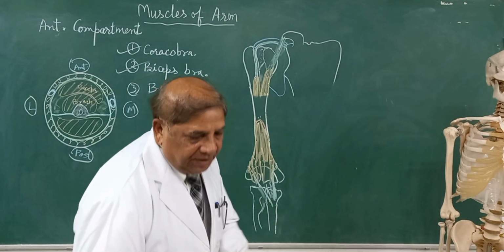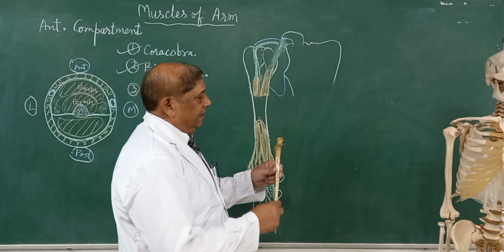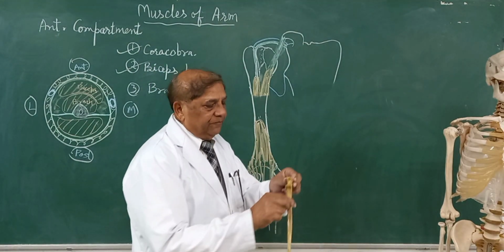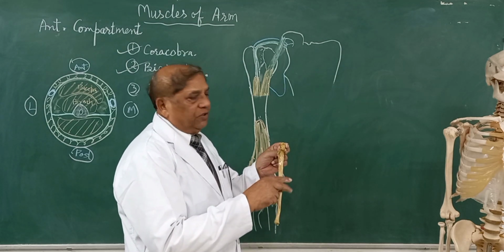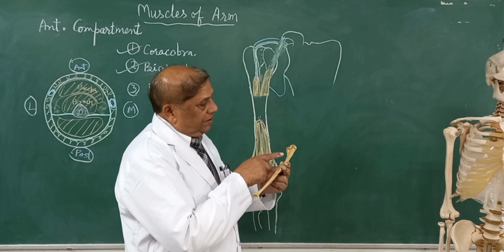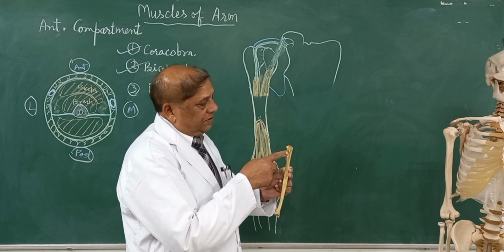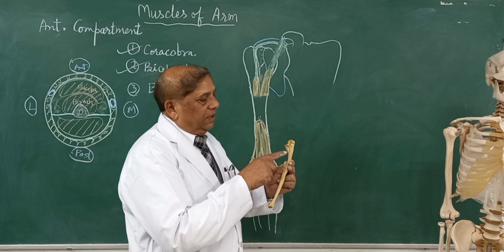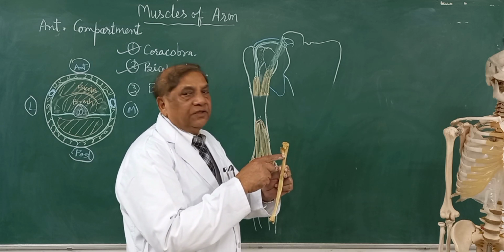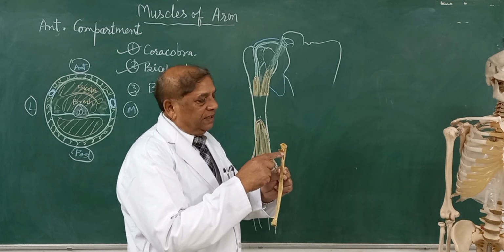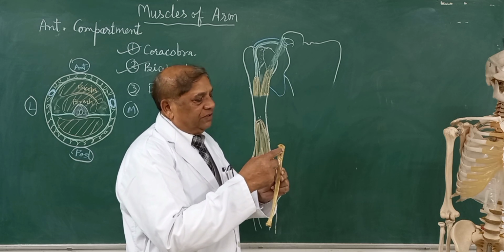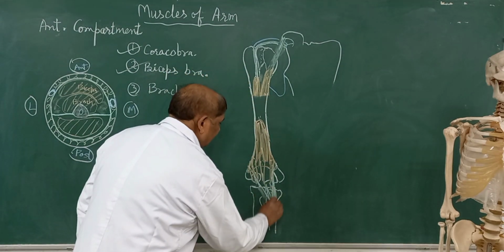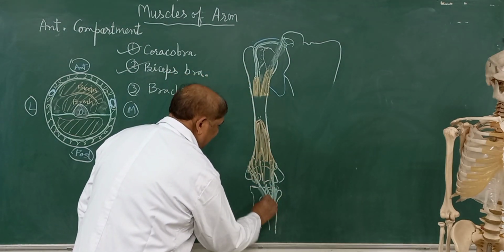If you see the ulna here, this is the coronoid process, and on this coronoid process, the under surface and anterior surface here is the site for the attachment of the brachialis muscle. There is the ulnar tuberosity, a rough area here, and this gives attachment to the tendon of the brachialis muscle. So this is the site for the attachment of brachialis.